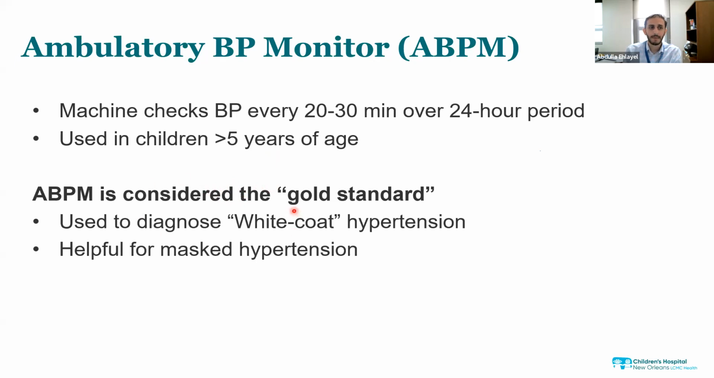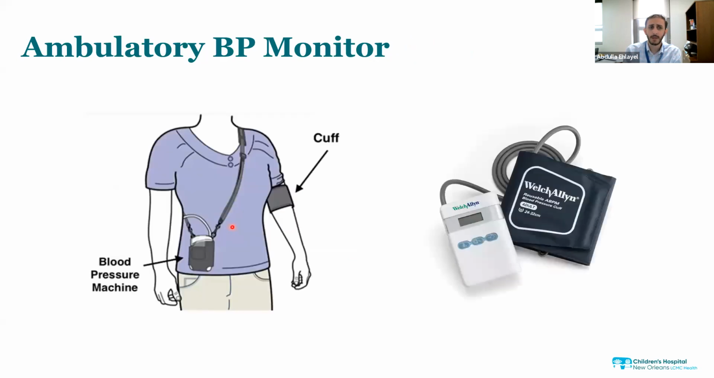The advantage of the ABPM is we get readings at home when the child is in their normal circumstances and when they're sleeping. So if you have a high reading in the office but normal at home, it can help you diagnose white coat hypertension. And if you have normal blood pressure in the office but high at home, it can help you diagnose masked hypertension. So it's considered the gold standard.